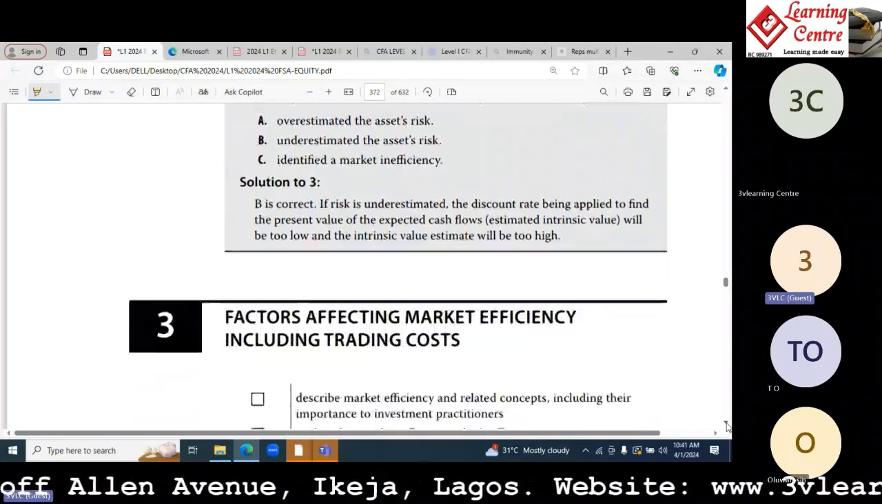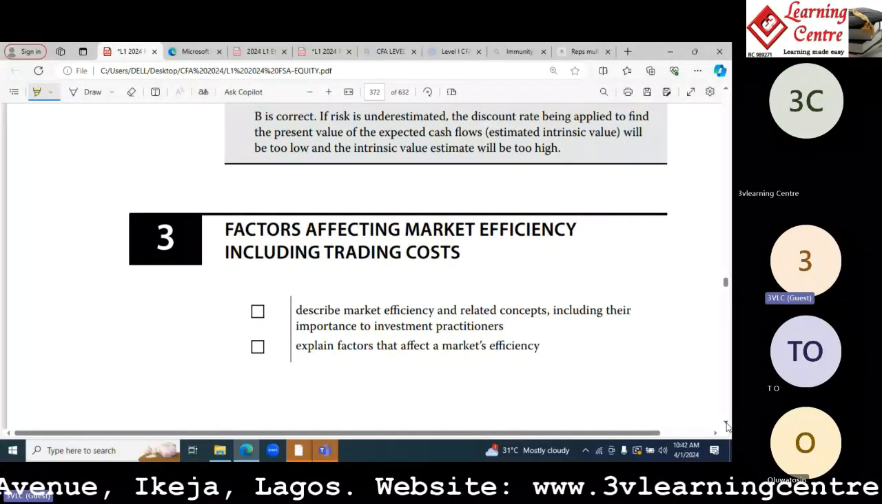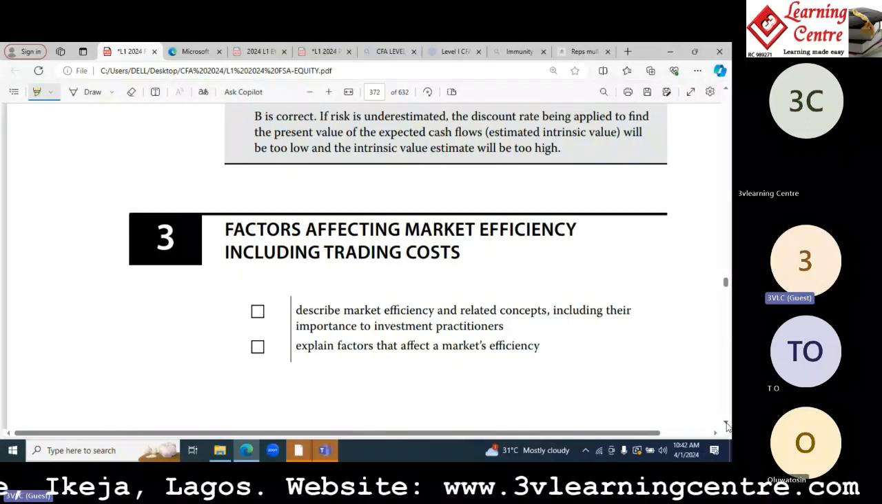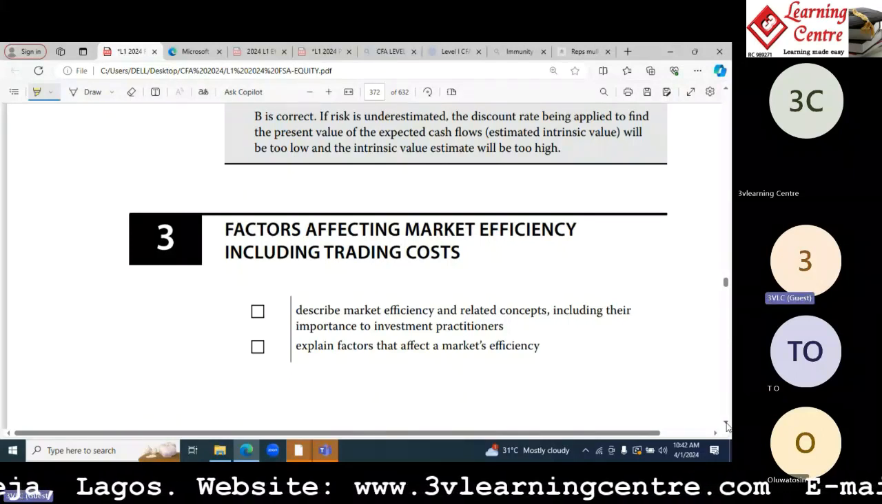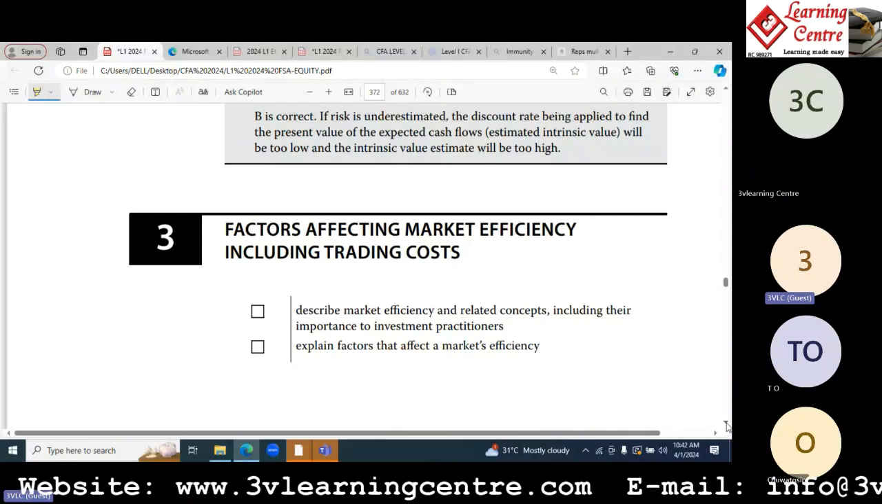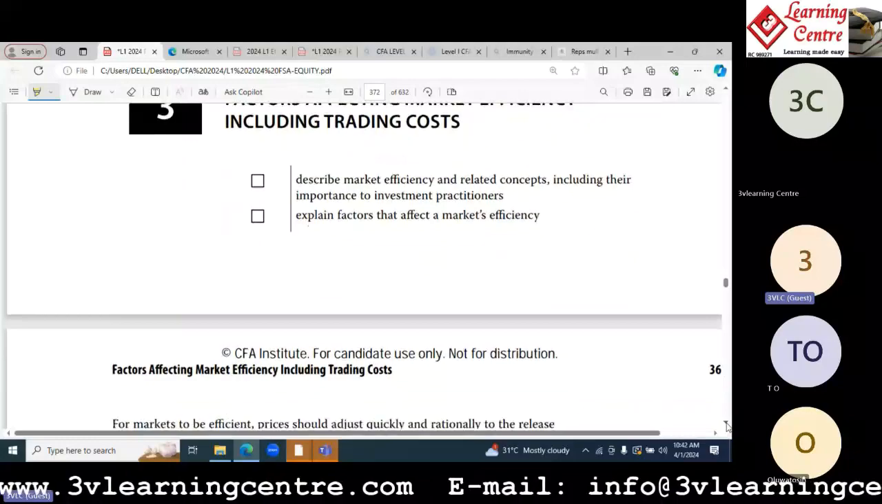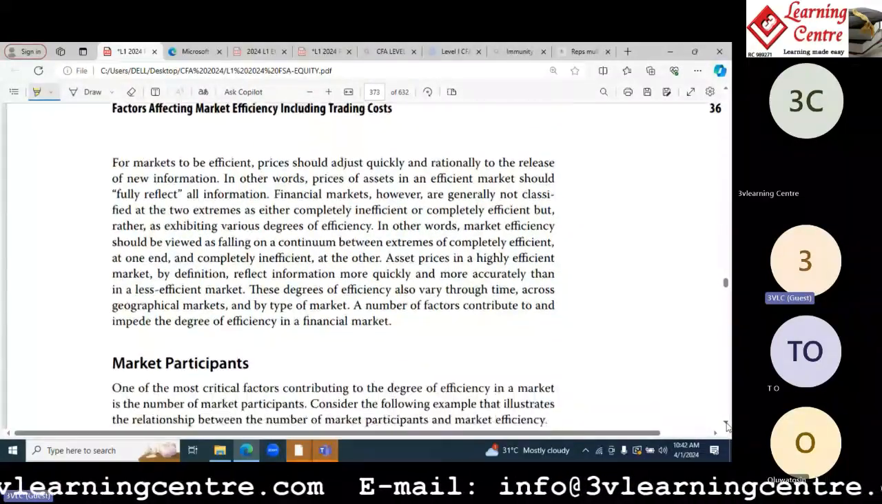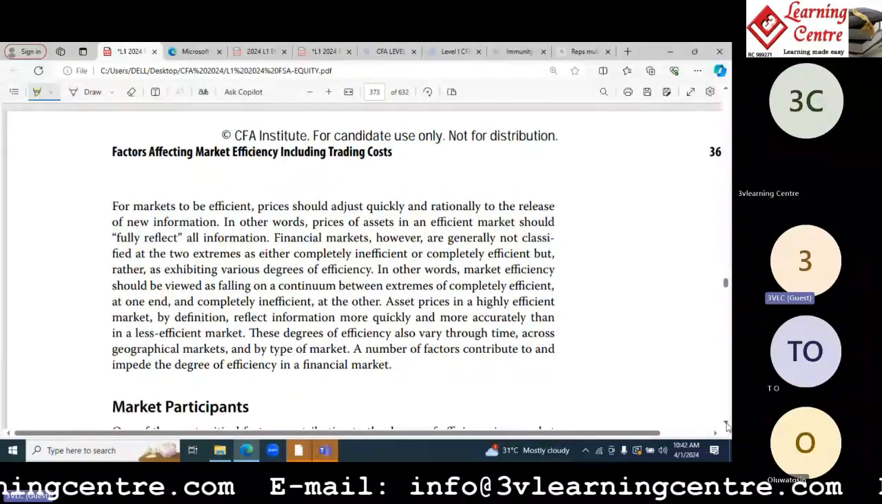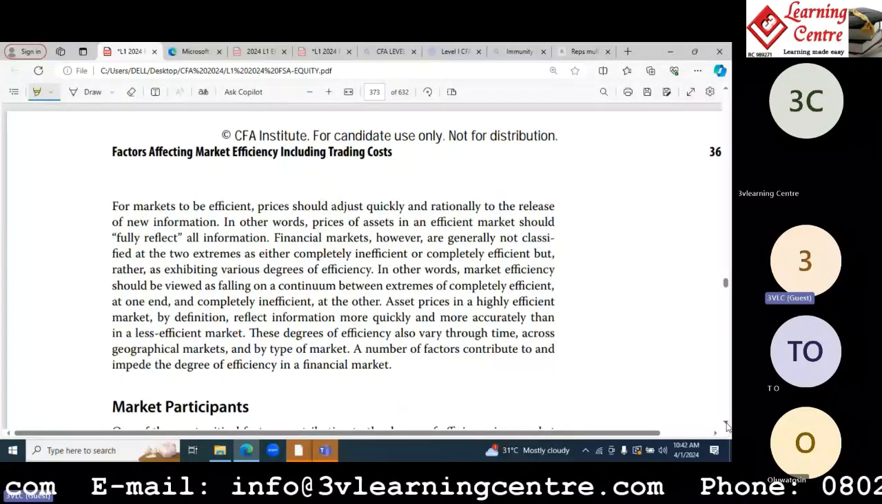Okay, moving on. Factors affecting market efficiency, including trading costs. So, what are the factors that affect or impede market efficiency? I think that's what we should talk about. What are the factors that impede or drive efficiency?